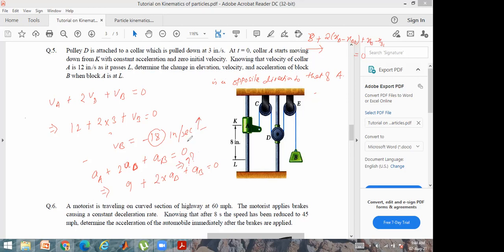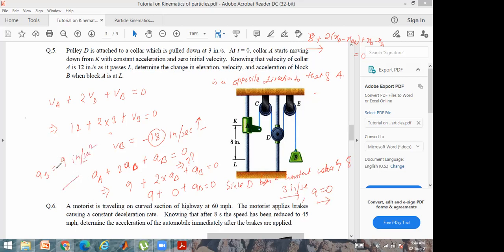Now see, since D has a constant velocity of 3 inches per second, there will be no change in the velocity, and hence acceleration will be equal to 0. That means 9 plus 0 plus a_B equals 0. This implies a_B equals minus 9 inches per second squared.